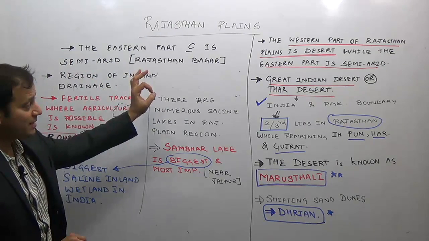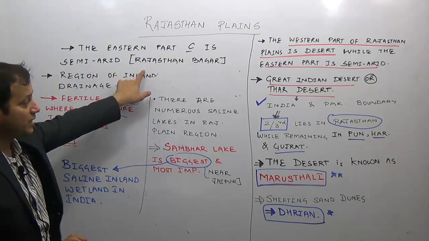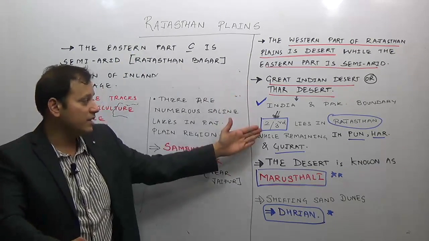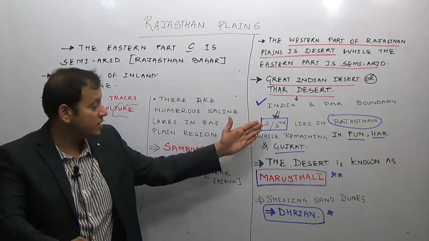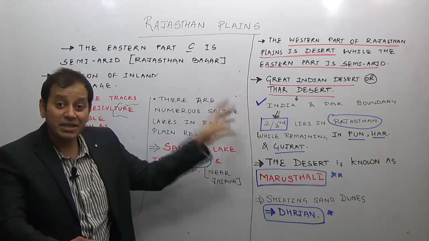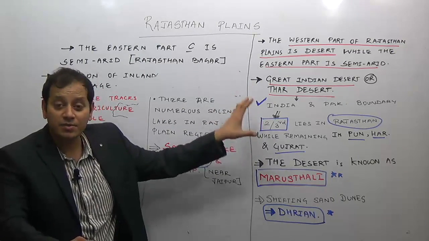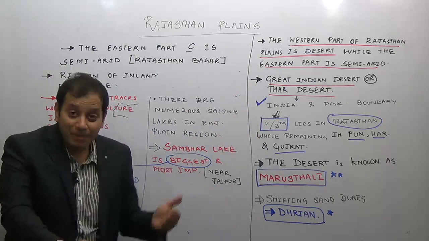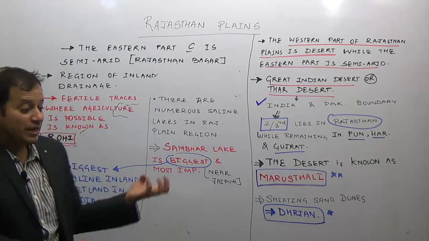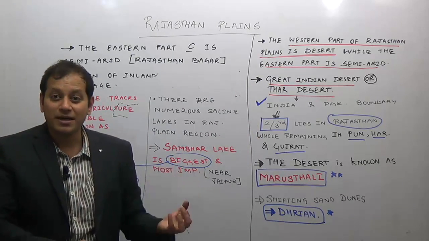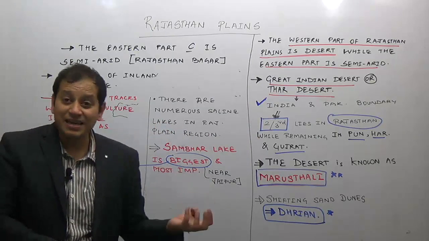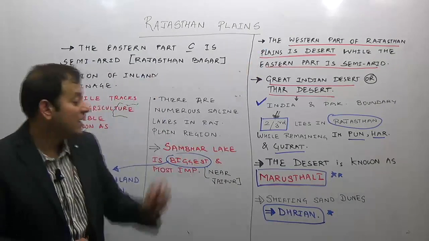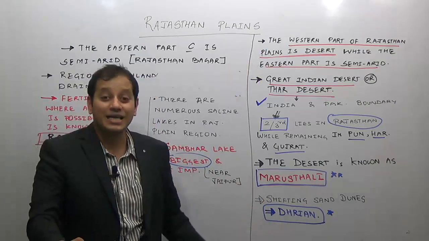First, the western part is desert, and the eastern part is semi-arid, known as Rajasthan Bagar. Now I have written the points of the desert. It is known as the Great Indian or Thar Desert, which lies between India and Pakistan. Around 60% of it lies in the state of Rajasthan. The proper desert is known as Marustali, the local name of the Great Indian desert. In Marustali, there is a sandy region covered by shifting sand dunes. What are sand dunes? Look at your geomorphology class. These shifting sand dunes are locally known as Dhriyan.